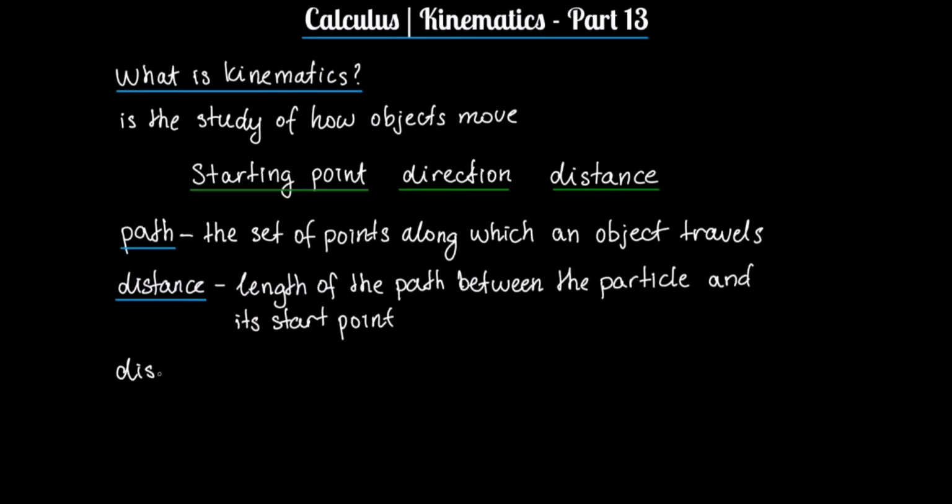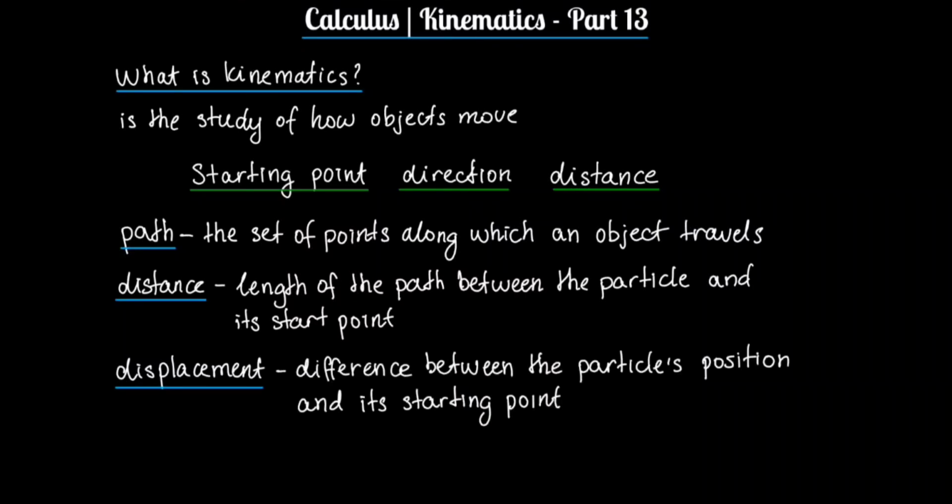Finally, we have the word displacement, probably the most misunderstood word in mathematics and physics. Displacement of a particle is the difference between the particle's position and its starting point. So, for example, if you run a complete lap around an athletics track, the distance you traveled will be the standard 400 meters. However, after you have completed that lap, your displacement would be 0 meters because your initial and end positions are the same.